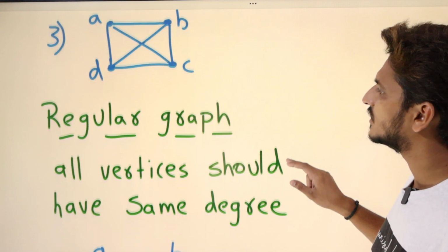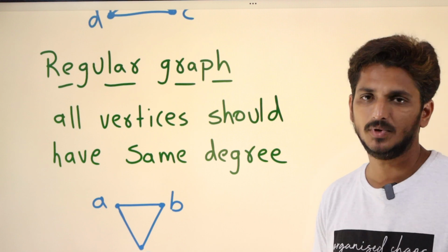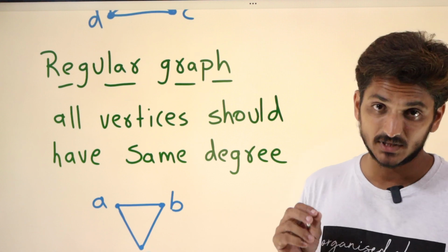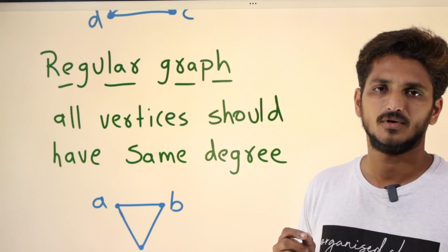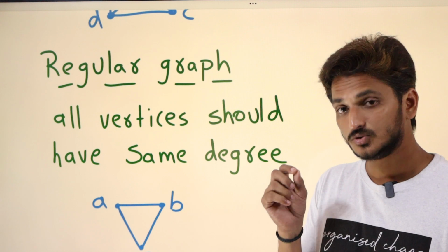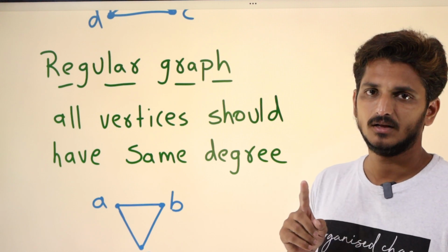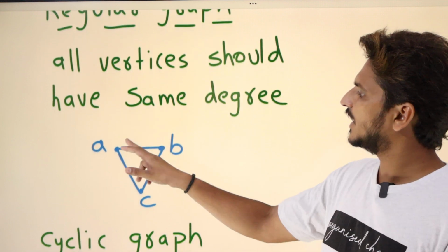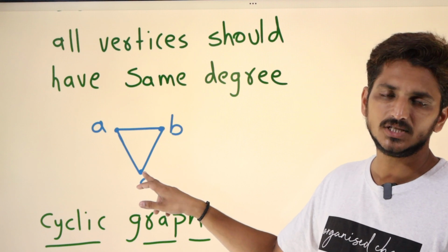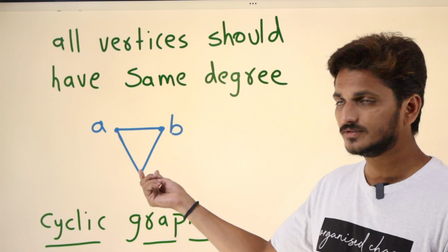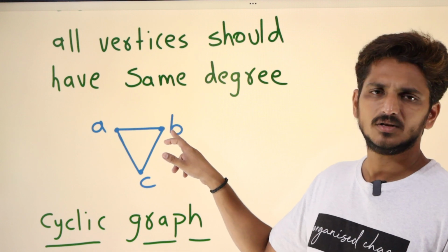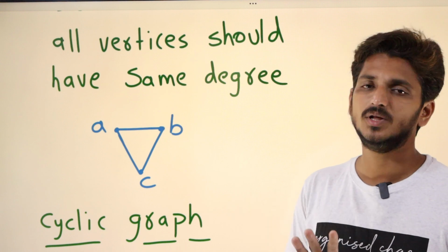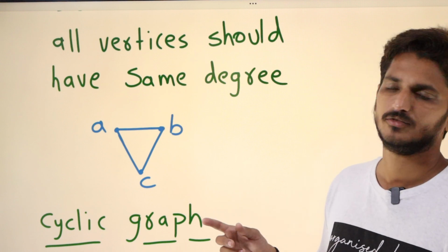Similarly, the next example is regular graph. What does that mean? All vertices should have the same degree. Then we say it is a regular graph. You take any vertex, it should have the same degree. Any degree it can be, but the same one. So example, A, B, C. You take C. What is the degree of C? We discussed it in a previous class. It is 2. B, what is the degree? 2. A, what is the degree? 2. All the vertices have the same degree. Then we say it is a regular graph.